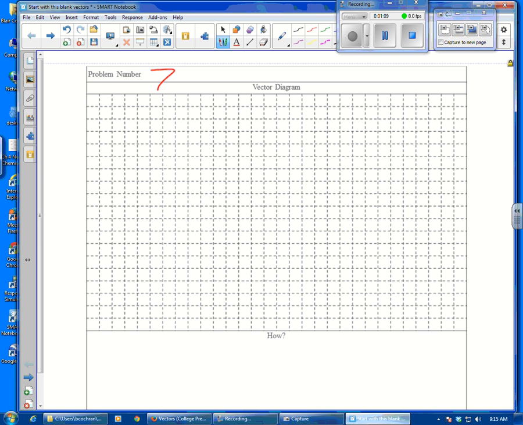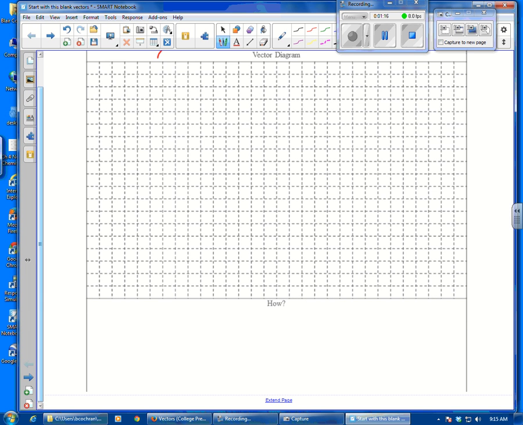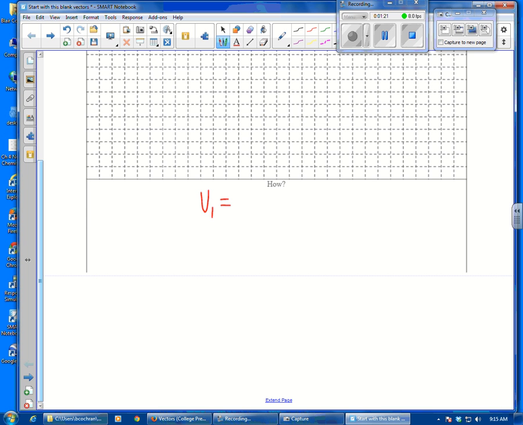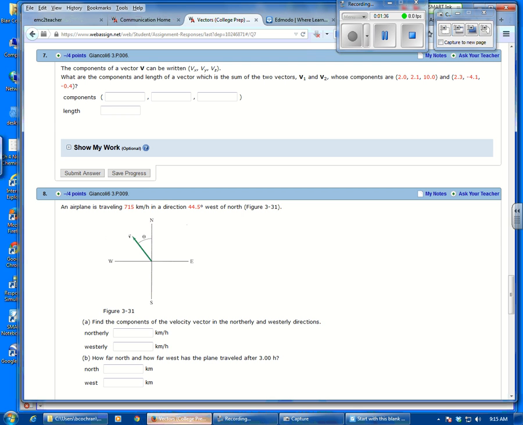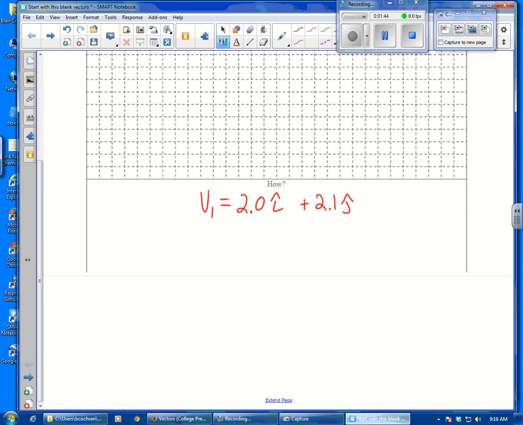So this is number 7, and I'm actually going to do it down here. So v1 had its first component as 2, so that would be 2.0 i, because i indicates the x direction, plus 2.1 j. Now remember, your numbers are going to be different than my numbers because those are in red, right? Okay. And then it had plus 10 in the z direction, which in unit vectors is k.